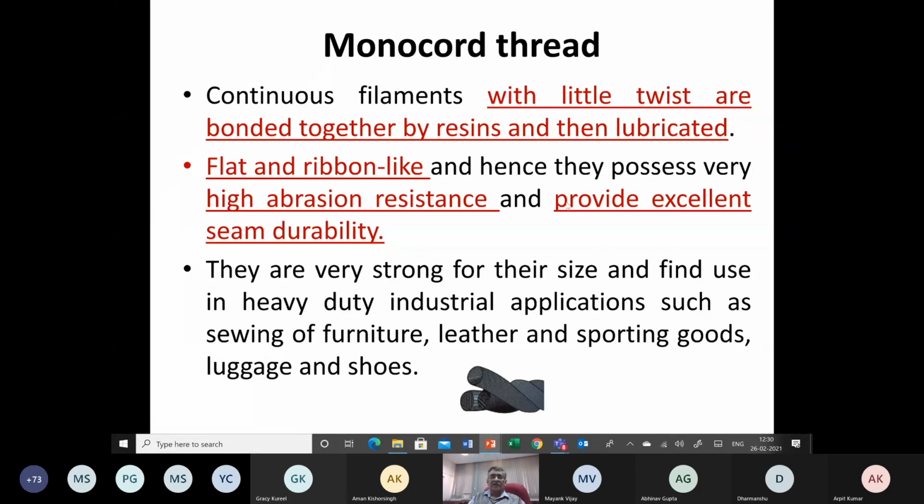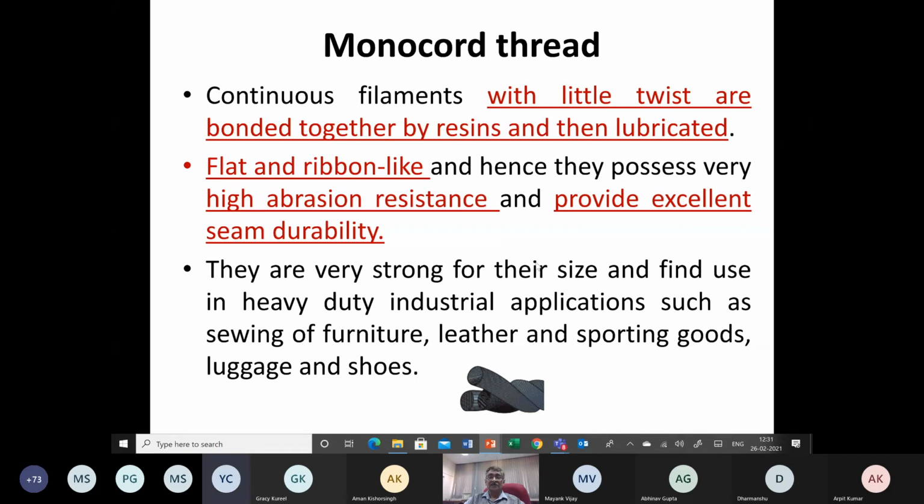And what happened because of that? They try to have more area of contact with respect to the needle, as well as with respect to the fabric yarns. So when the fabric is stitched, what happens? You find this monocord thread, which is in a ribbon-like structure inside the fabrics. That means the contact between the fabric yarns, warp yarn, weft yarn, and the monocord thread is very high because they have a ribbon-like structure. So they give excellent seam durability. That is the plus point of this monocord thread.